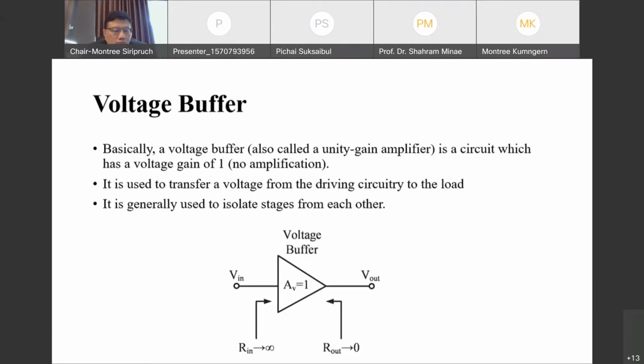As you can see from the circuit schematic, the most important parameters of a voltage buffer are input resistance, output resistance, and also the gain. Input resistance should be as high as possible, ideally infinite. Output resistance should be as low as possible, ideally 0. And gain should be 1. So we call this an ideal voltage buffer.